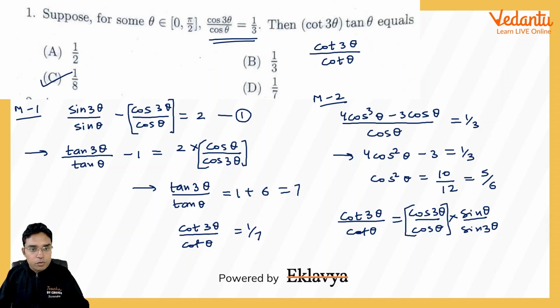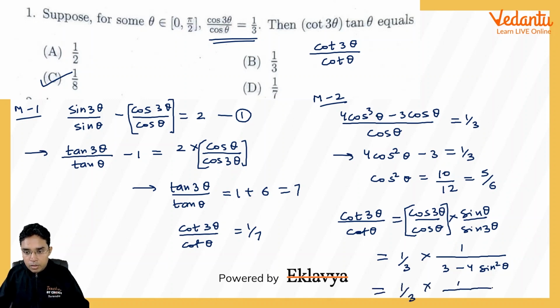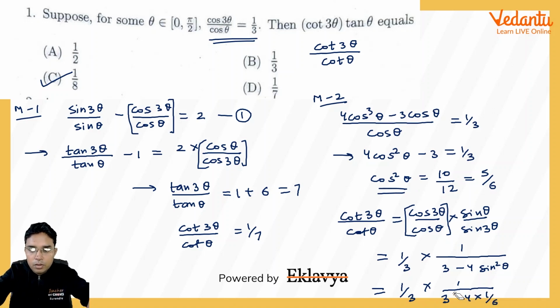Even if you do not use equation 1 of my method 1, then also what you can do is use sin 3 theta as 3 sin theta minus 4 sin cube theta, and after cancelling one sin theta, it will be like this. So we will get 1 upon 3 into 1 upon 3 into 4 into, if cos square theta is 5 by 6, sin square theta will be 1 by 6, and here it will be minus, not into, minus. After solving this also you can check, it comes out to be 1 by 7. So in both ways this question is not difficult. I hope that is clear.